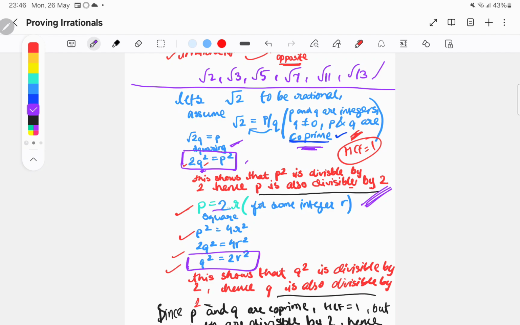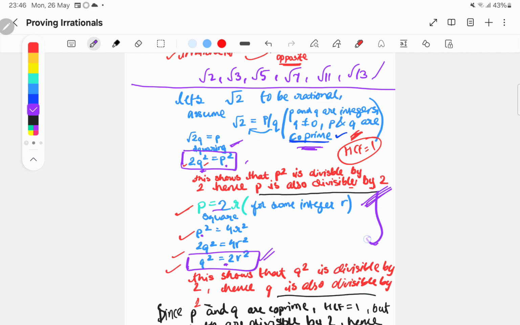Now we've taken p is equal to 2r for some integer r. Again we do the squaring, again we do the same thing. You see this p square and this p square are equal. Now you combine, or equate it. We get the same thing, we get 2 over here. Now this shows that q square is divisible by 2, hence q is also divisible by 2.